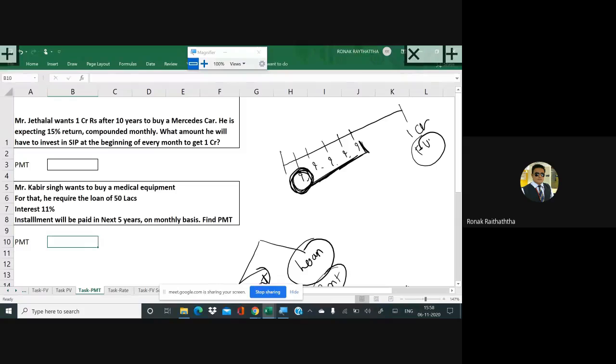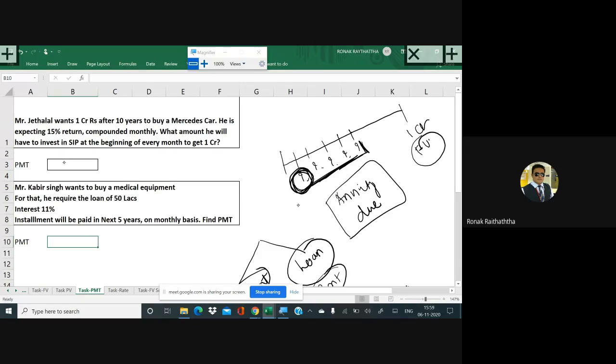उनको हर एक मंथ में कितना पैसा इन्वेस्ट करना पड़ेगा. So that is the PMT, installment amount. And this is the annuity. Why it's an annuity? Because he is going to invest in each month of each of these 10 years. It's an annuity. And which annuity? It's annuity due. Because the investment will be made at the beginning of each and every month.